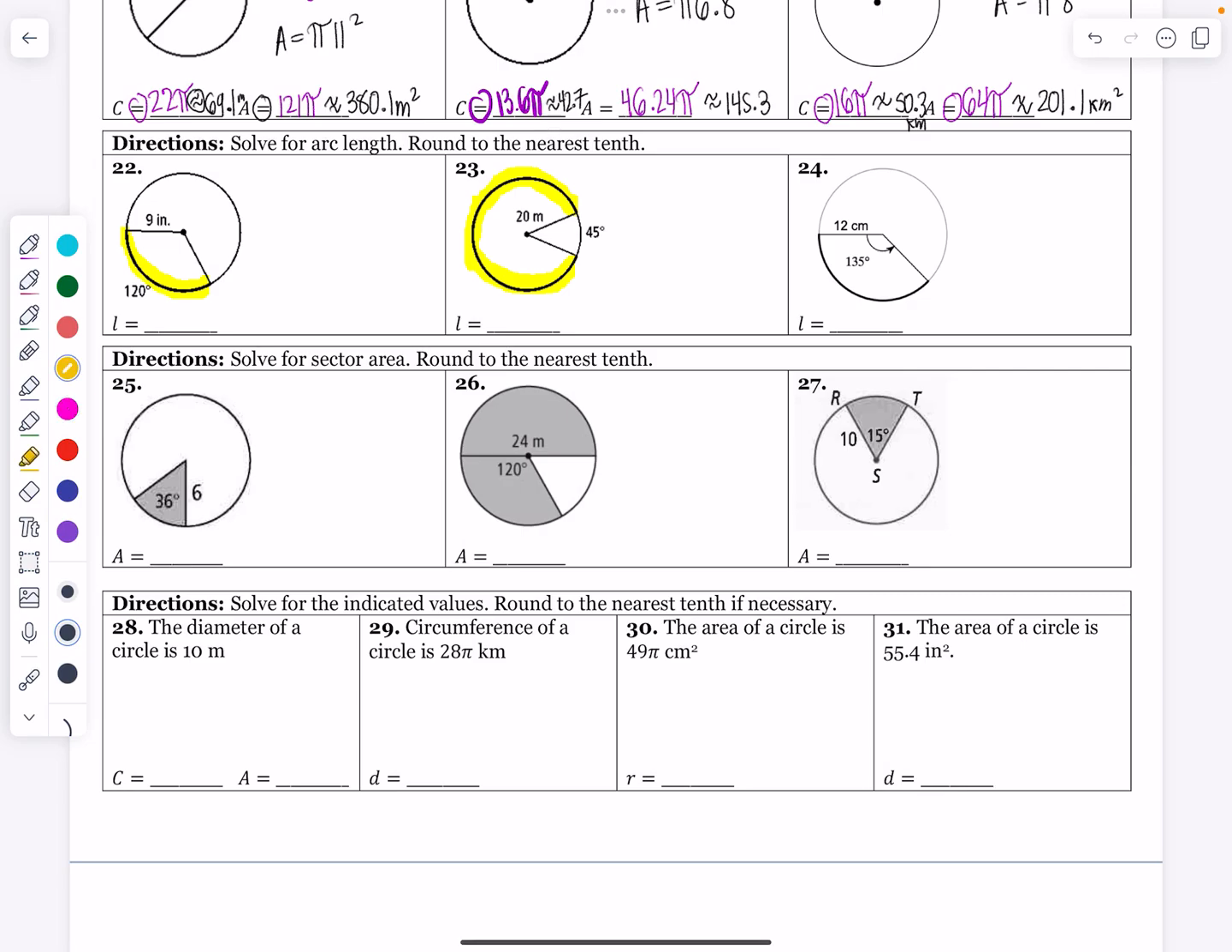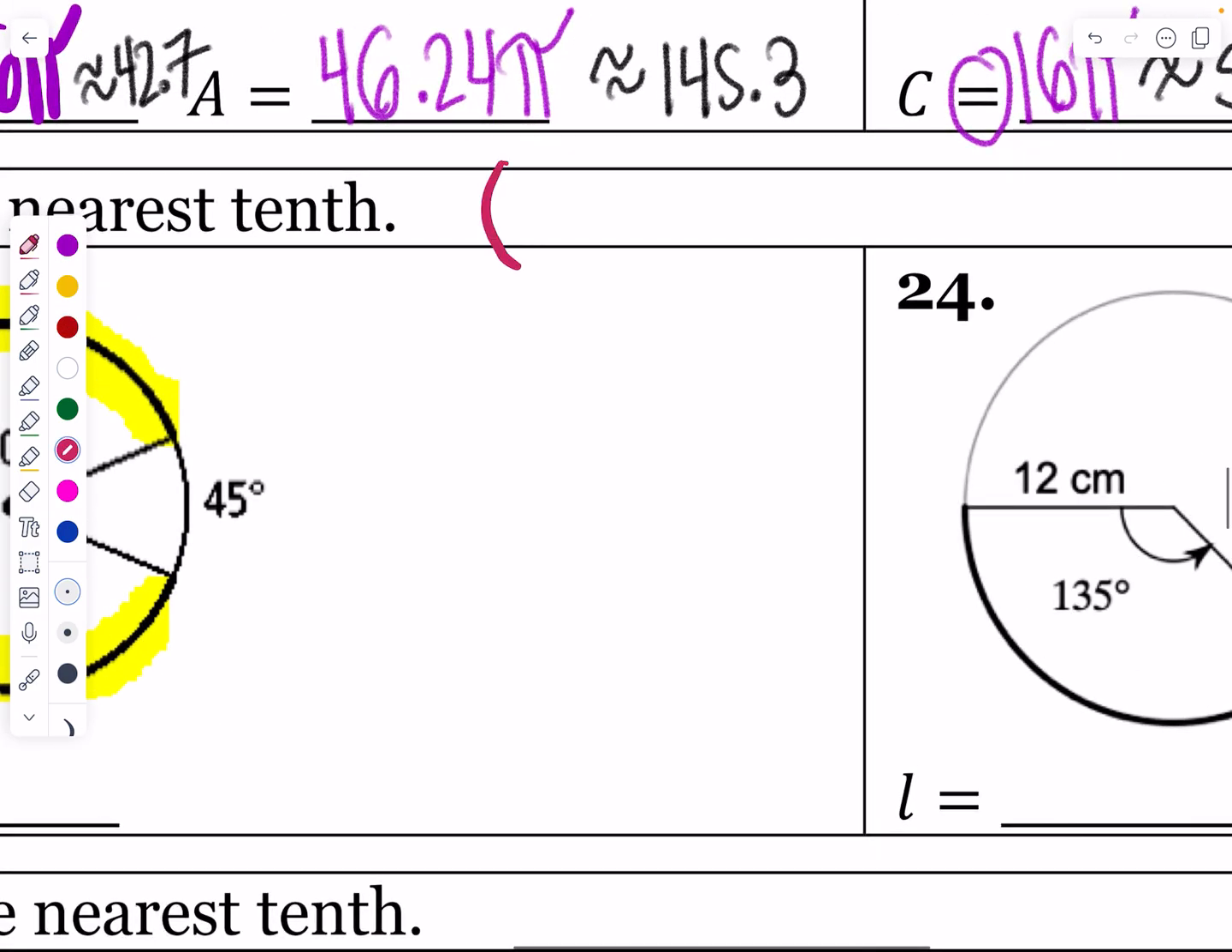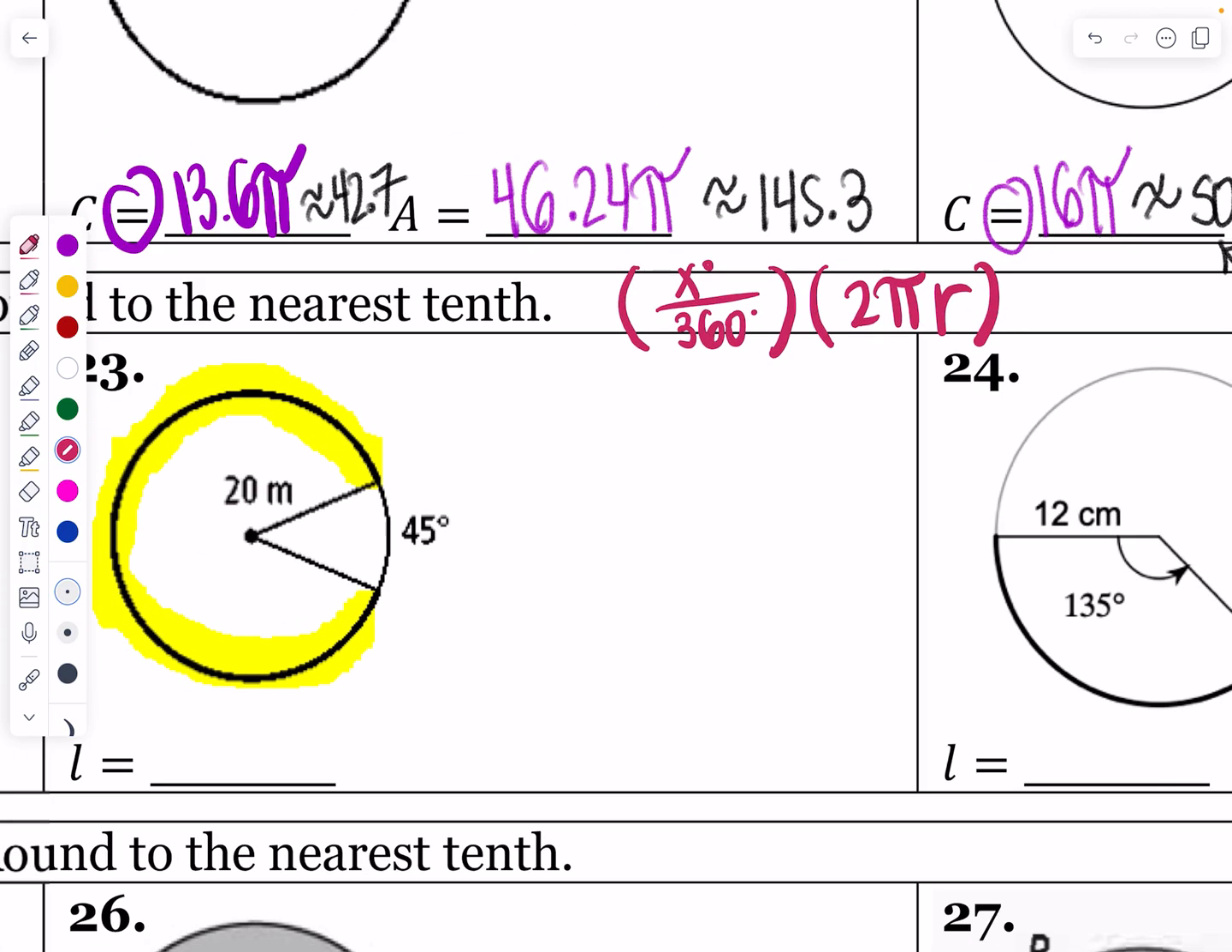Okay, for the next set of directions on 22 through 24, it says solve for the arc length, round to the nearest tenth. So remember that the arc length formula is going to be a portion of the circumference. And so you're saying, well, how many degrees am I working with for that central angle out of 360? And we multiply that by the full circumference, 2 pi r. So this gives you a fraction of the circumference for arc length.